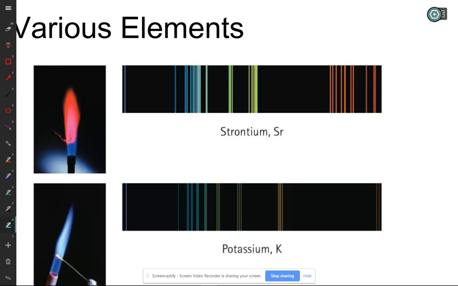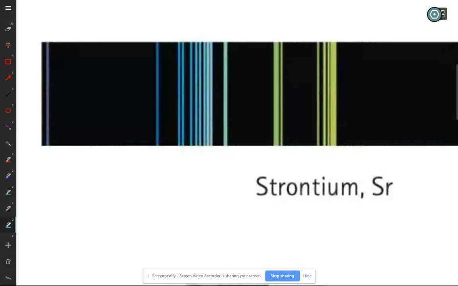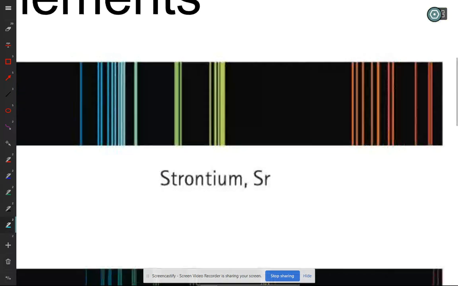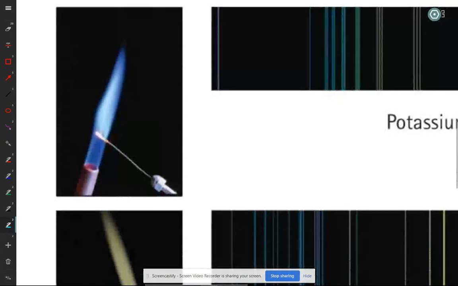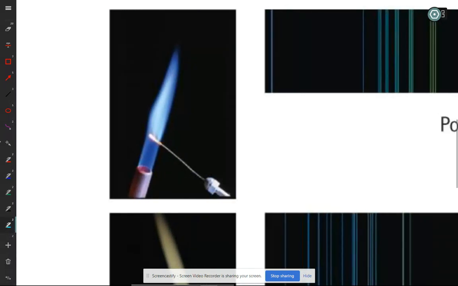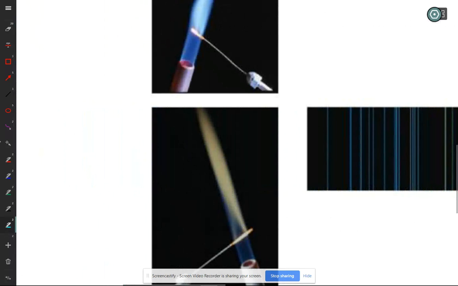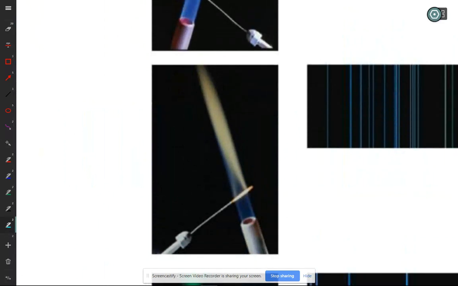And so they look at it in the flame, and of course, back when they were doing this, they were probably seeing something like this picture. But now we can analyze it like this and say, aha, there is the signature set of energy levels for strontium. Or for potassium, right? There's potassium in the flame, it's blue, and there's all of the colors that make up that blue. Barium.